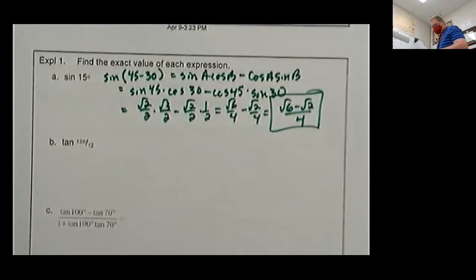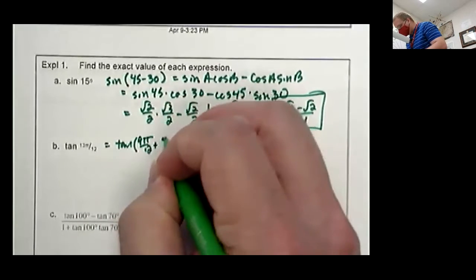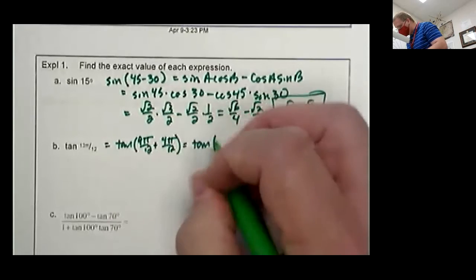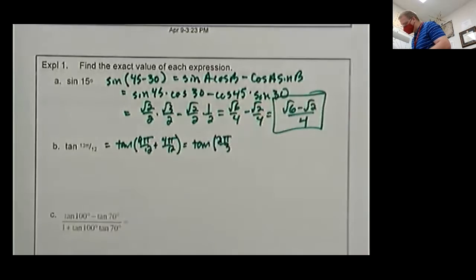Letter B, tangent of 13 pi 12ths. So we need a way to get 13 pi 12ths. So we're going to recognize that 13 pi 12ths is 9 plus 4. So 9 pi 12ths plus 4 pi 12ths. So this is tangent of 9 pi 12ths plus 4 pi 12ths. Why did I pick 9 and 4? Well, that gives us the tangent. 9 pi 12ths becomes 2 pi thirds. No, it doesn't. Yes, it does.